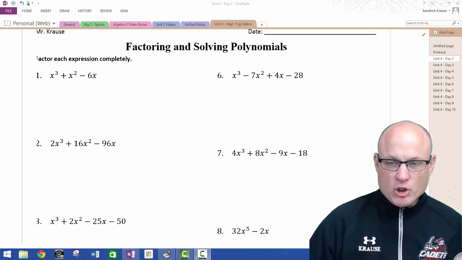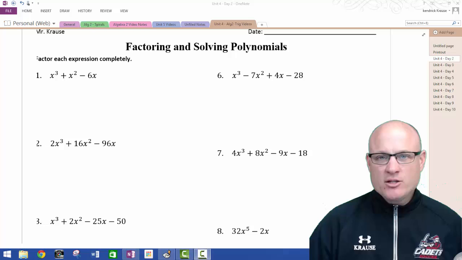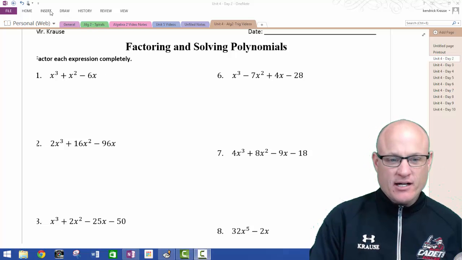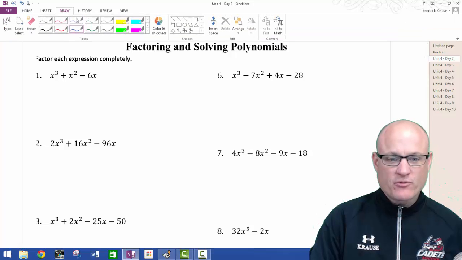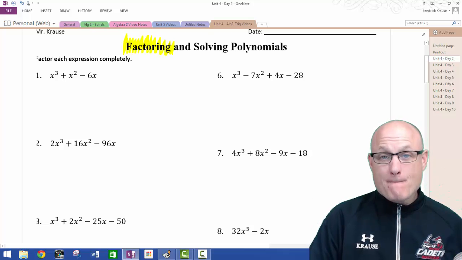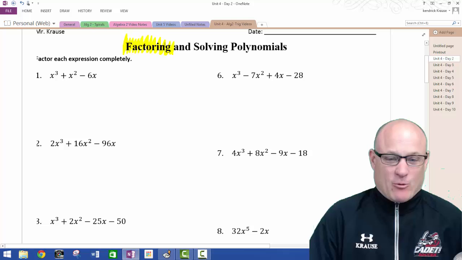Here we go again. Unit 4, Day 2. And might I draw your attention to one of my most favorite words in math? Factoring. It's beautiful. It's lovely. It's like one of my favorite words.